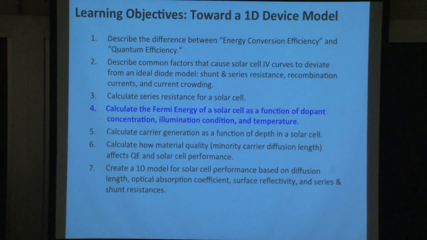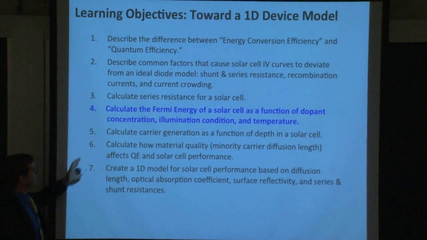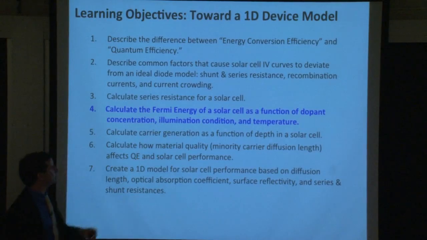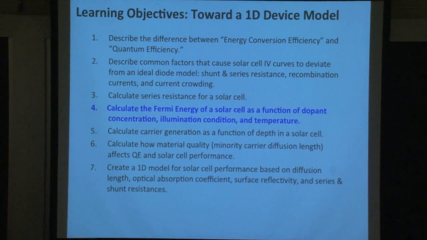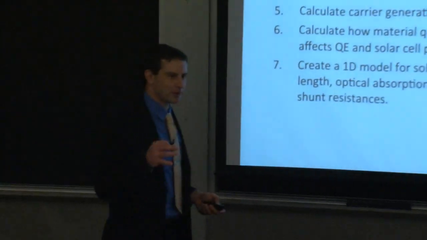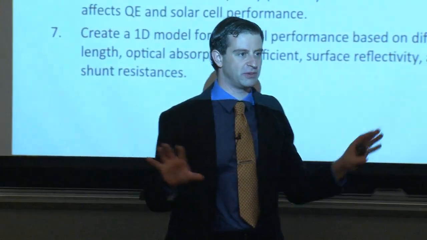All right, so I wanted to get through at least one more point to really set us up well on Tuesday. We want to be able to calculate the Fermi energy of a solar cell as a function of dopant concentration, illumination condition, and temperature. So far, we've really talked about the Fermi energy, the chemical potential inside of a solar cell, in hand-wavy terms.